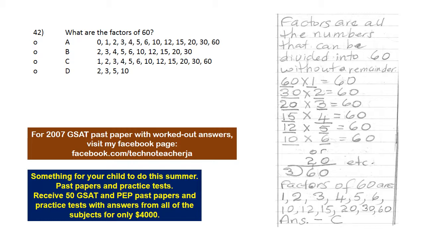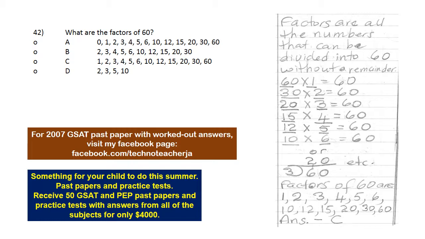Next, let's divide 60 by 2. 2 into 60 goes 30 times without a remainder. So 2 and 30 are both factors of 60. Let's divide 60 by 3. 3 into 60 goes 20 times without a remainder. So both 3 and 20 are factors of 60.